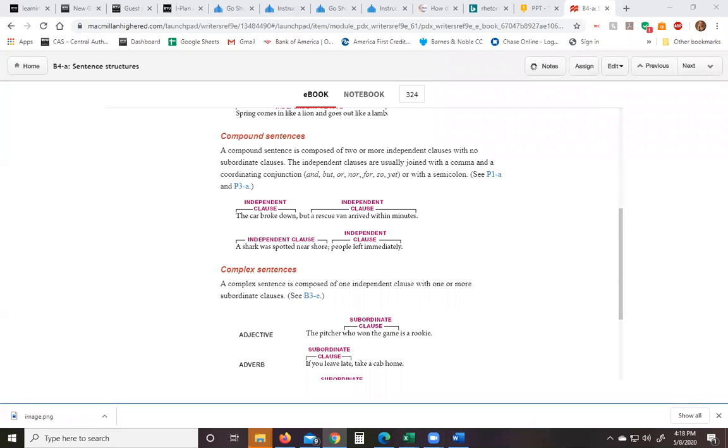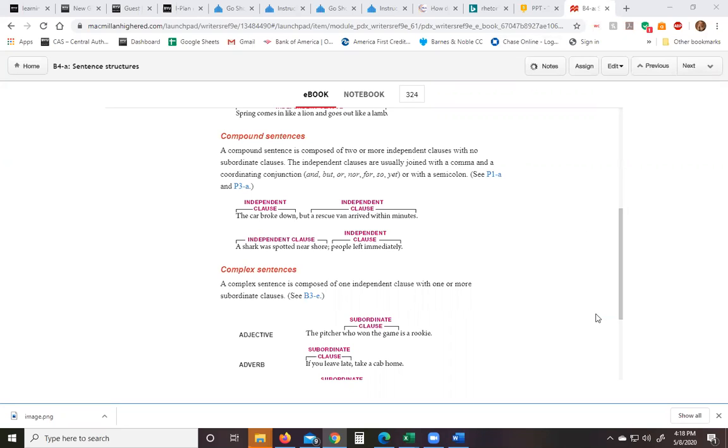Okay, so the next sentence pattern after the simple is called compound sentences. And as it says on page 324 of A Writer's Reference, excuse me, let's just hide this for a second. It says that a compound sentence is composed of two or more independent clauses with no subordinate clauses.